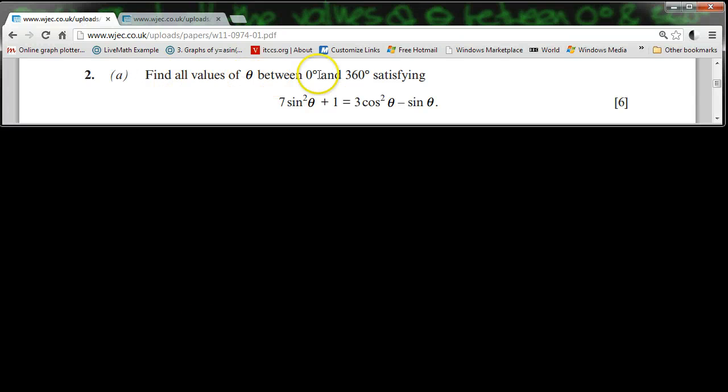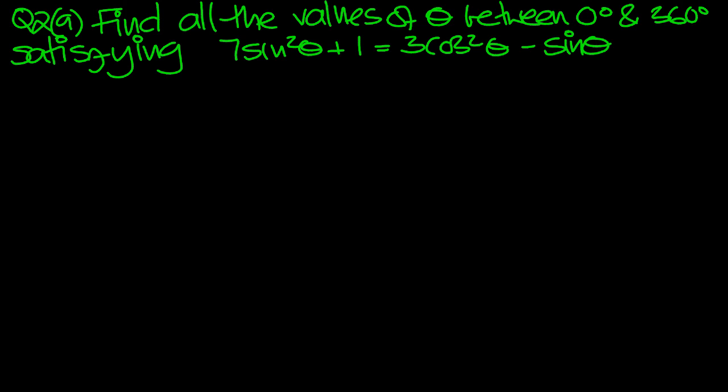Find all the values of theta between 0 and 360 satisfying the equation 7 sine squared theta plus 1 equals 3 cos squared theta minus sine theta. So here, what have we got then? We've got a trigonometric equation. We need to solve between 0 and 360, as we said. We've got sines in it, and we've got sine squareds and cosine squareds.